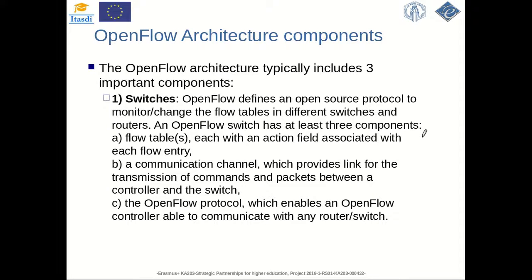The OpenFlow architecture typically includes three important components: switches, as we mentioned them, defines an open source protocol to monitor or change the flow tables in different switches and routers. And OpenFlow switches have at least three components: flow tables, as we say, each with an action field associated with each flow entry, or each customer, if we have only one customer or end user per flow.